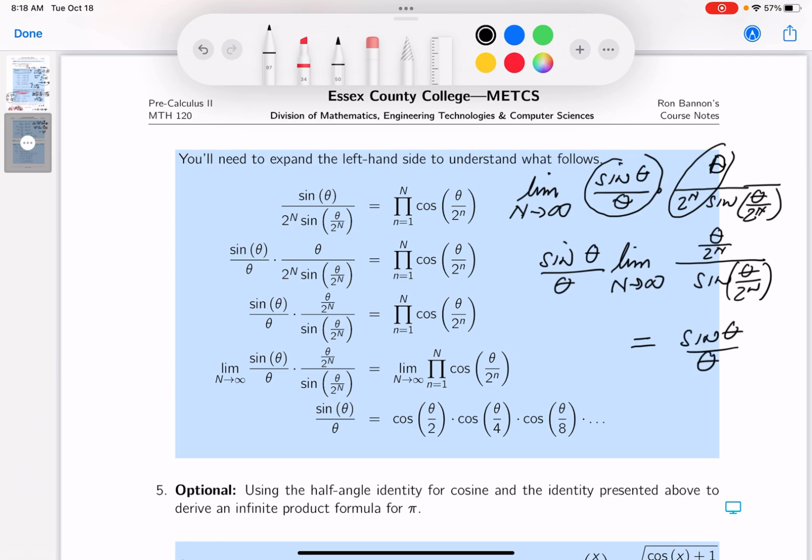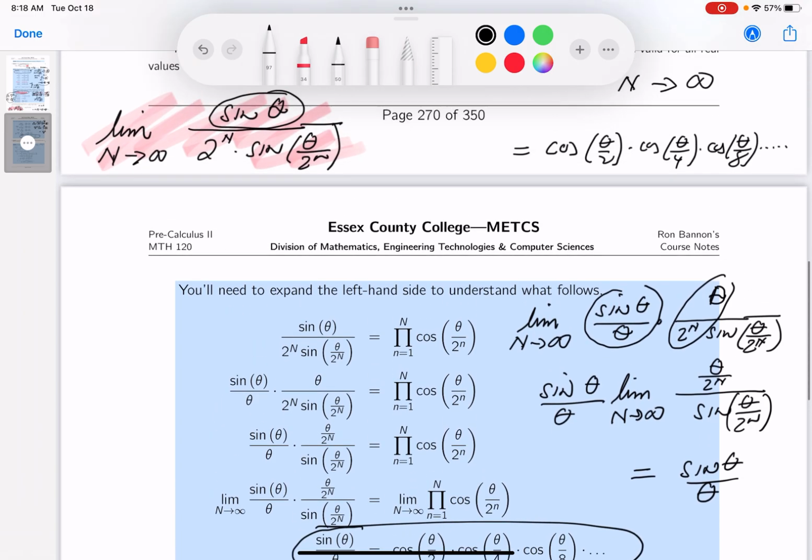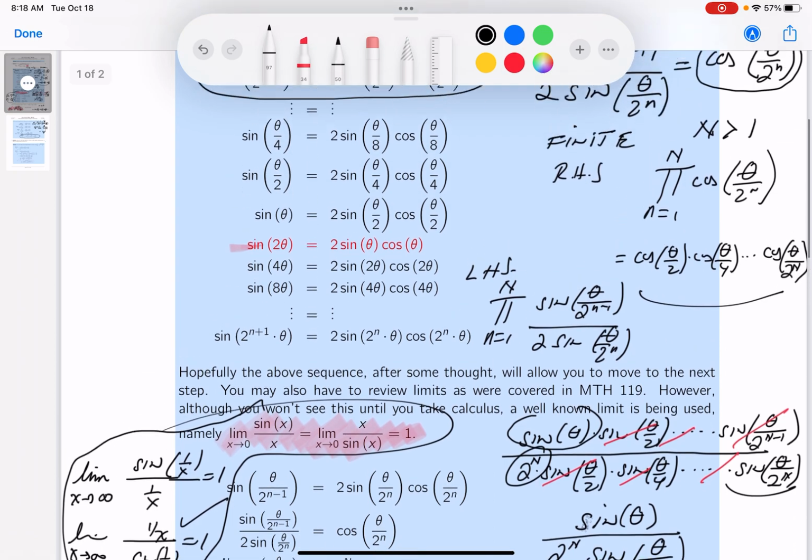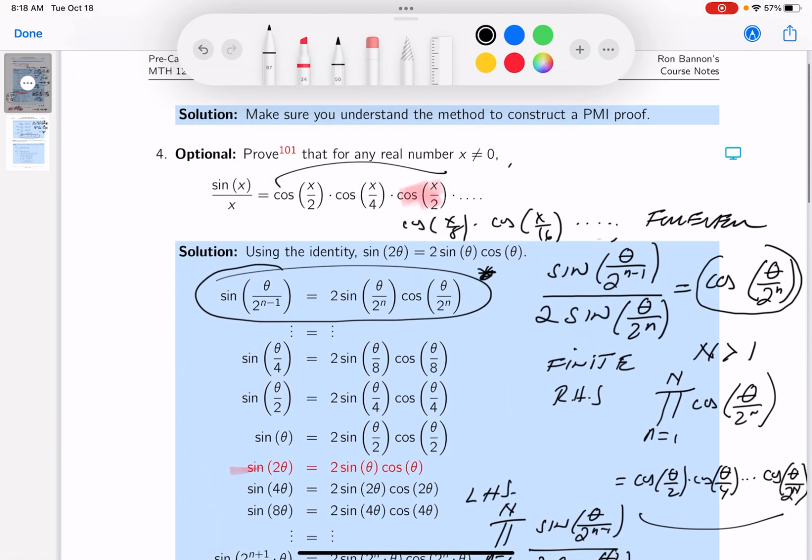So what have I shown? I've shown this, which is the same thing they wanted me to show. So it's a QED at this point. All right, we got this. We're done. QED. Thank you.